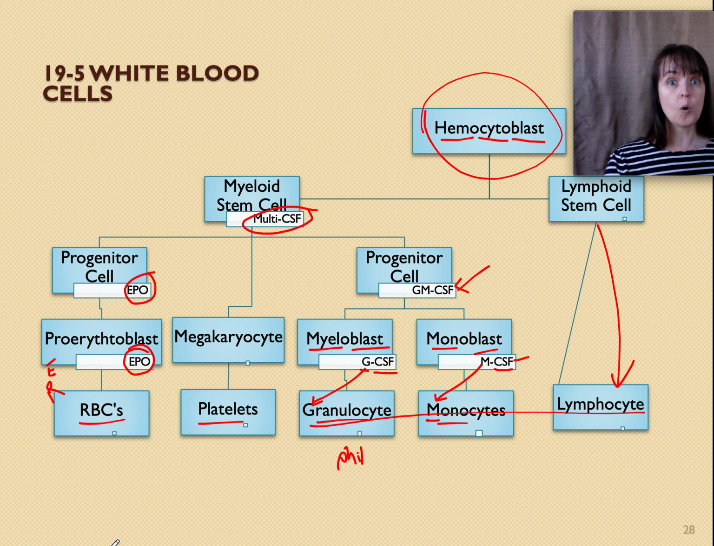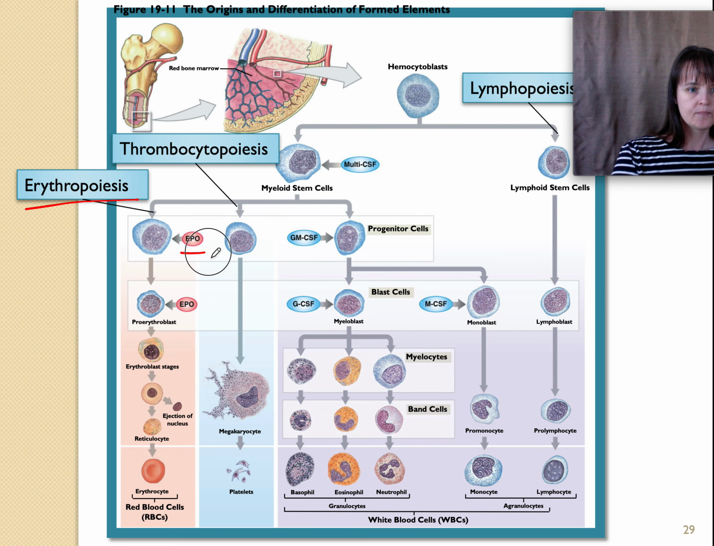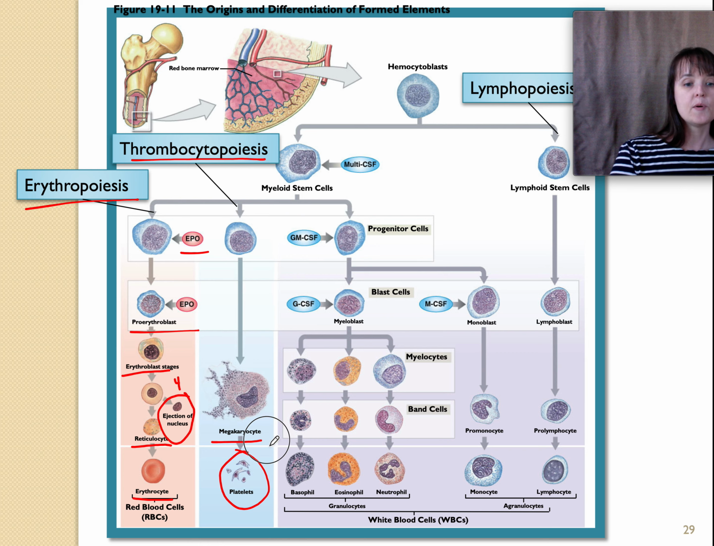So of that whole picture in the book, these are the terms that I expect you to be responsible for on our test. And here's that picture. So of that, we are learning erythropoiesis, EPO, proerythroblast, erythroblast, reticulocyte, erythrocyte, and the ejection of the nucleus at day 4. We've got thrombocytopoiesis, which is making platelets from a megakaryocyte.